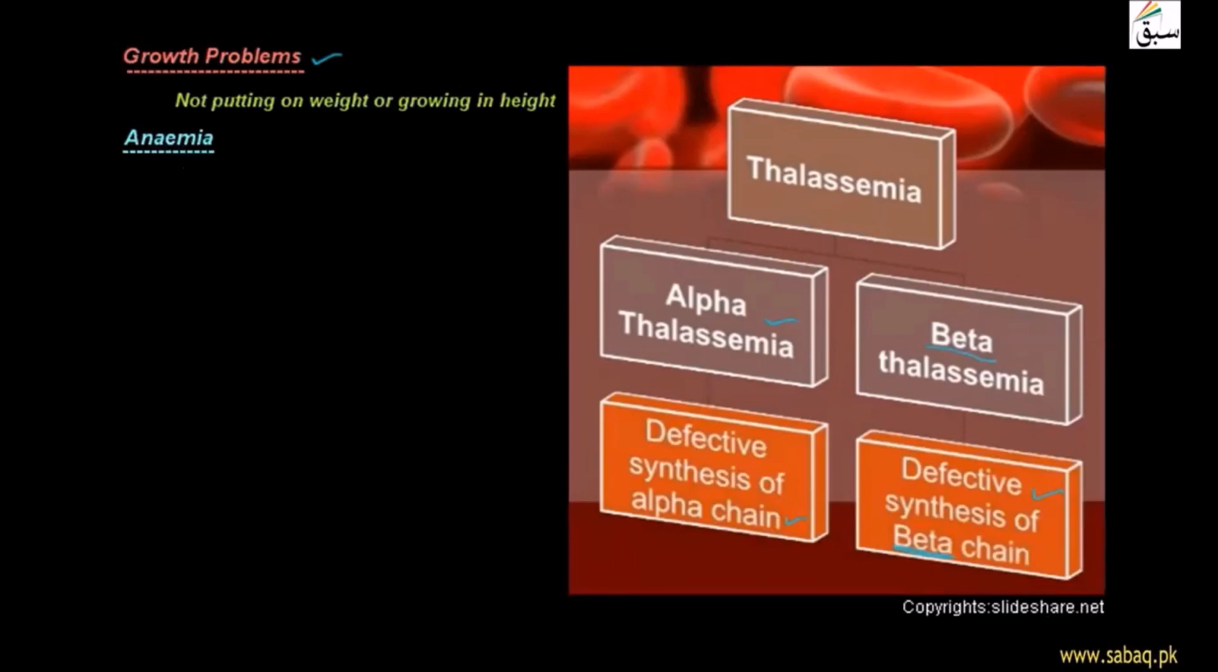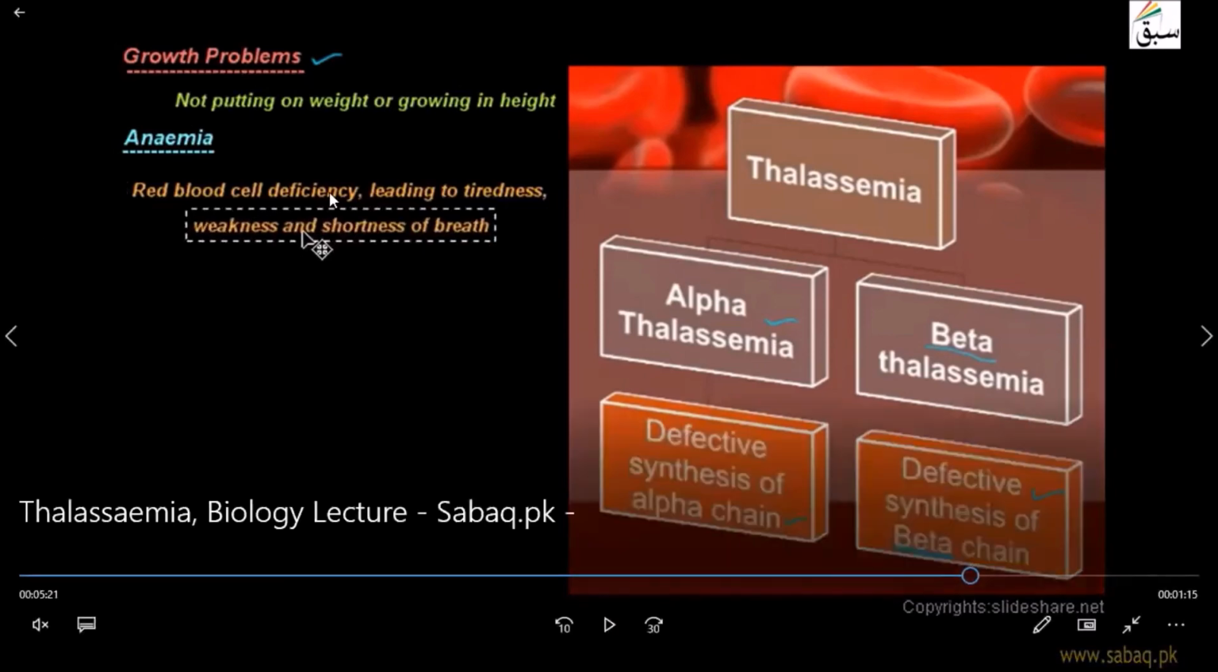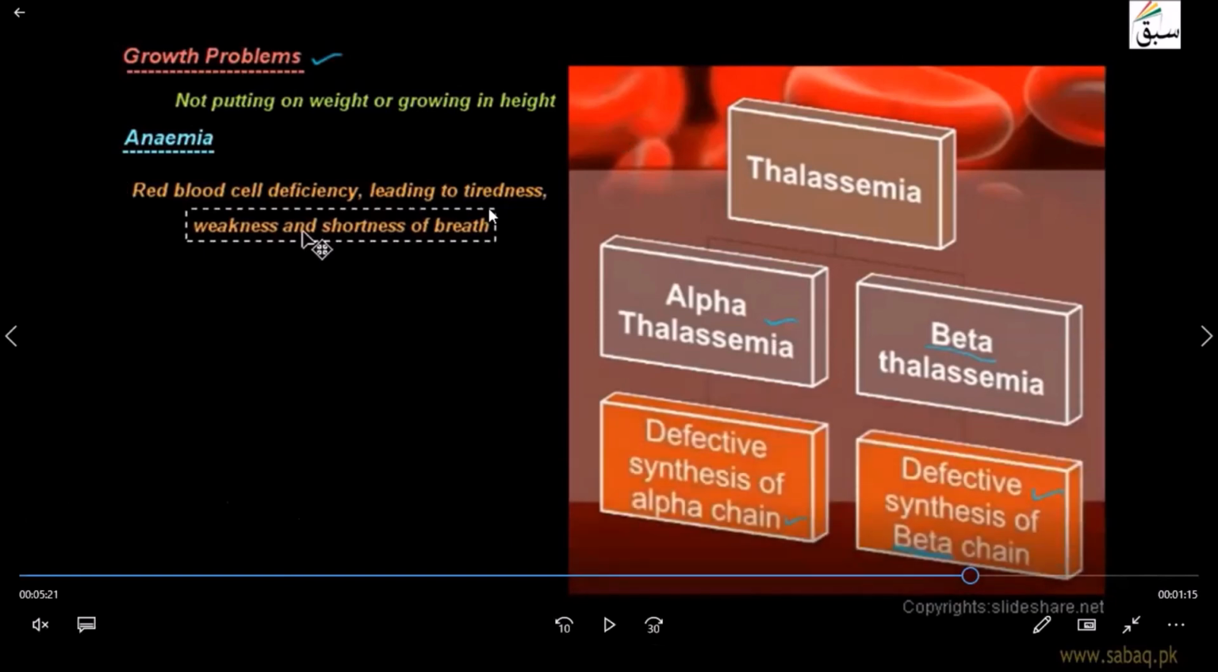Next is anemia, because RBCs are destroyed. They are not destroyed actually, they are destroyed at a rapid rate. Plus, they are not formed properly. So the oxygen complex will not be formed, and hence red blood cell deficiency will be there, leading to tiredness, weakness, and shortness of breath, because oxygen will be limited. Shortness of breath, weakness and tiredness will be there, because the blood will not be circulated properly in the circulatory system.